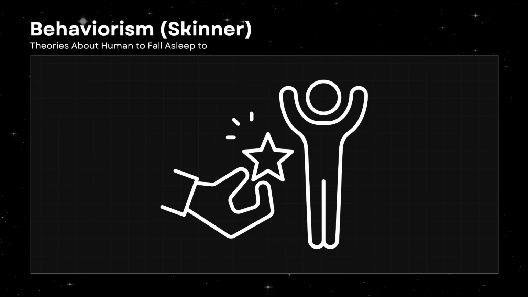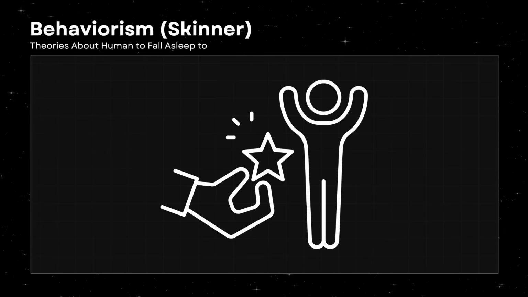Skinner built his theory using experiments with animals, especially rats and pigeons. He placed them in a controlled box, now called a Skinner box. The box had a lever or a button. When the animal pressed it, something would happen. If pressing the lever gave the animal food, it would press the lever more often. If pressing the lever caused a mild shock, the animal would stop pressing it. This showed that behavior changes based on the result. This same idea applies to human life.